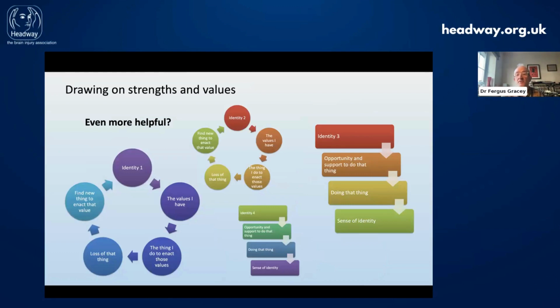Of course, there might be areas, as I said before, where there are supports or strategies that might help someone to do a thing. Obviously, in terms of identity 3 and 4 in this picture, provide the support, offer the strategies, and the person might be able to do that thing again. Great if they can, but if they can't, then we're in the realm of working with people on their values.